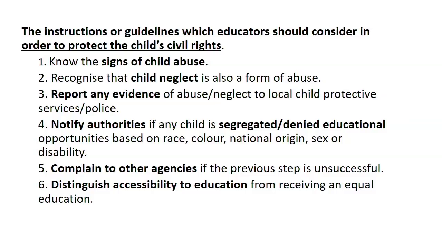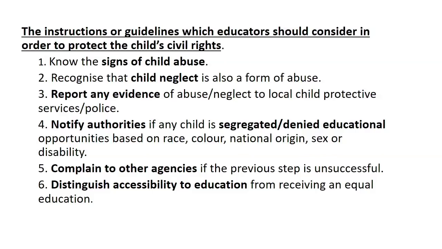In the third place, any evidence of abuse or neglect has to be reported to a local child protection service or to the police. In the fourth place, authorities must be notified if any child is segregated or denied educational opportunities based on race, color, national origin, sex, or disability. If the previous steps are not successful, other agencies should be found to complain to and take the matter further. And in the sixth place, distinguish accessibility to education from receiving an equal education.